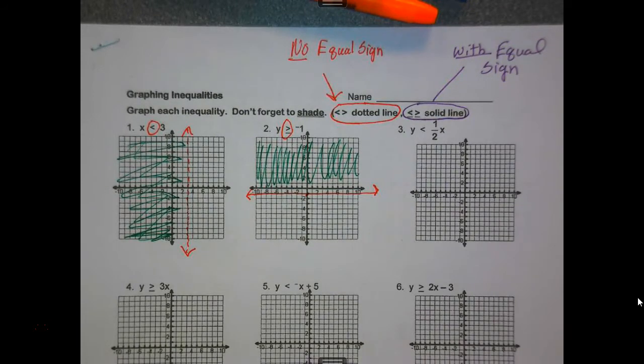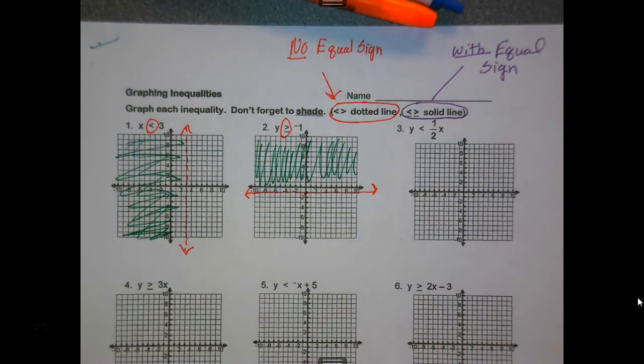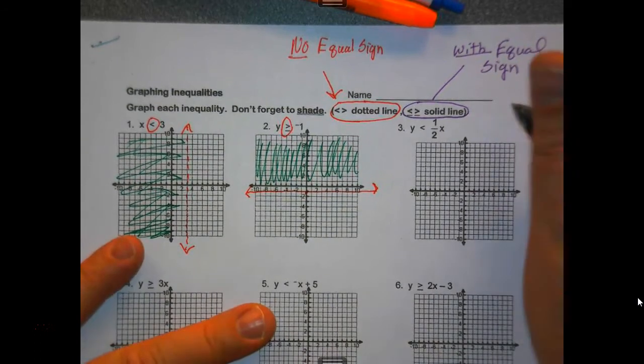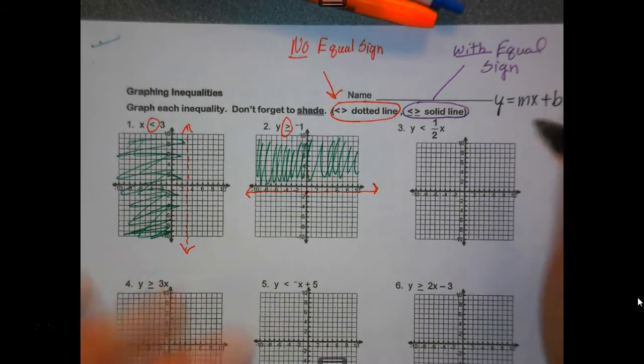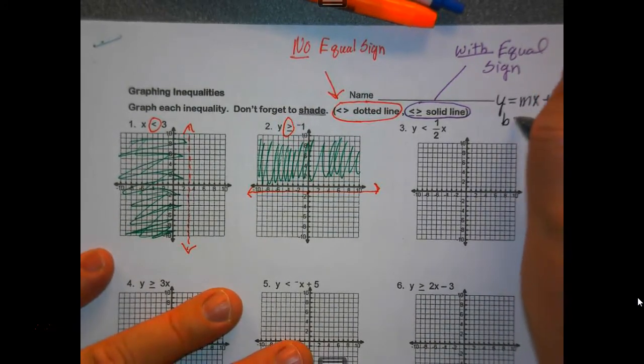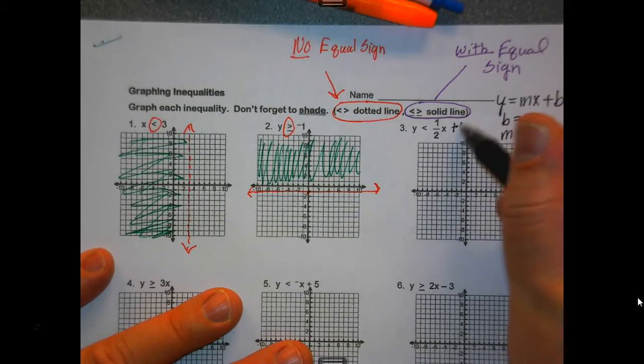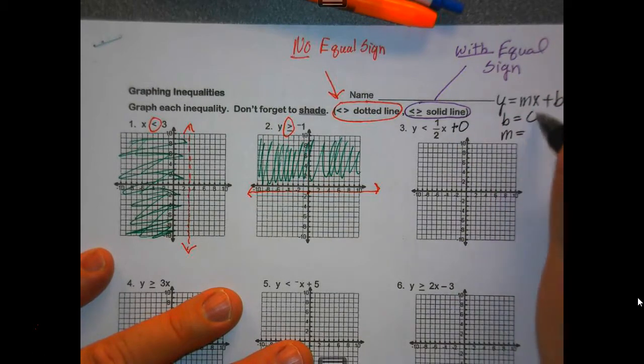Number 3. Now this is what we did yesterday. Remember we put it in slope-intercept form? y equals mx plus b. And then we graph them. What's my b here, my y-intercept? Well, we're adding 0, right? So my b is 0.